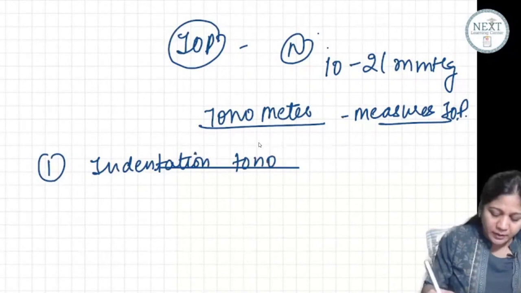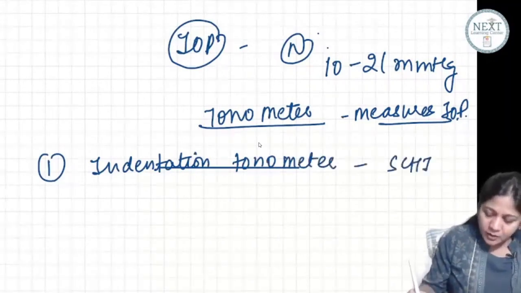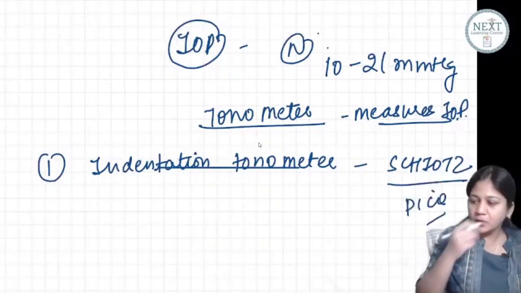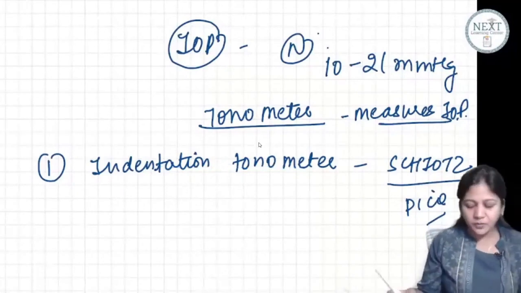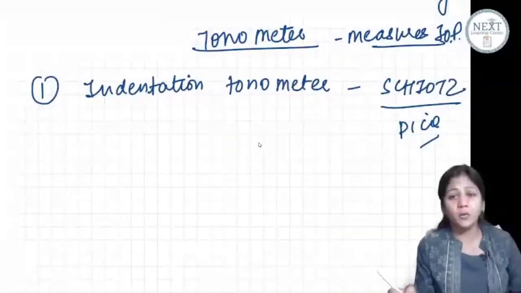The first tonometer is the indentation tonometer. The name of the instrument is Schiotz's tonometer, and this is a picture question. Schiotz's tonometer, very good, Dr. Priyam, very good. This is the first tonometer, Schiotz's tonometer.